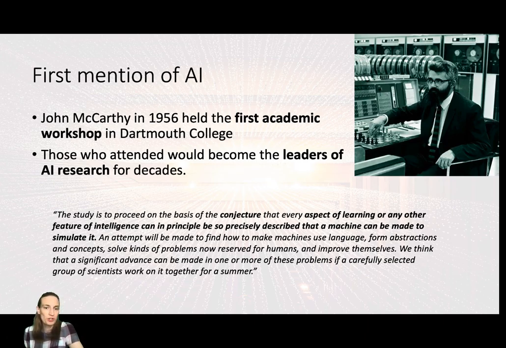So this workshop, if we look at the proposal of this workshop, it is a study to proceed on the basis of the conjecture that every aspect of learning or any other feature of intelligence can in principle be so precisely described that a machine can be made to simulate it. So it became quite a hot topic back in the 50s.